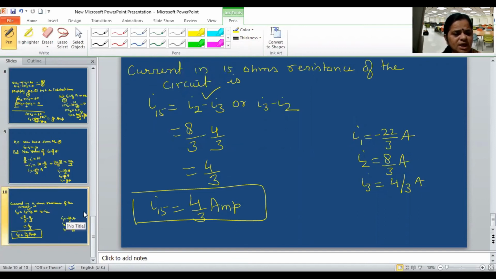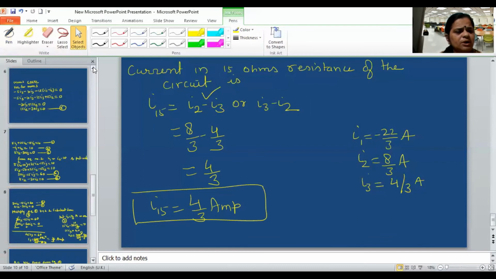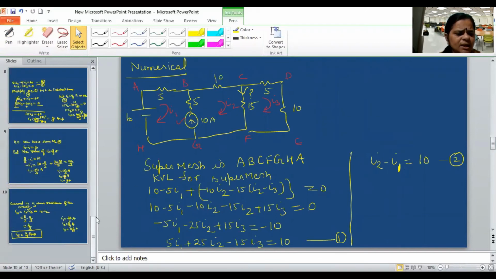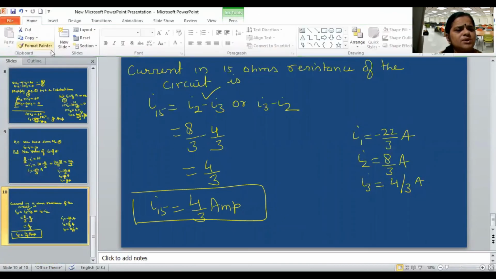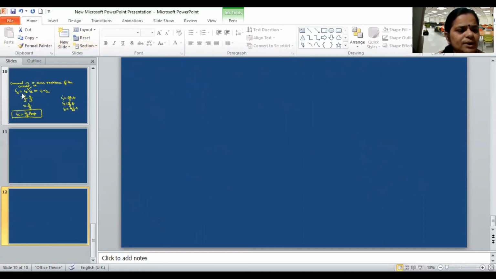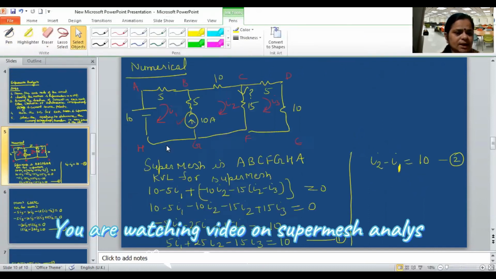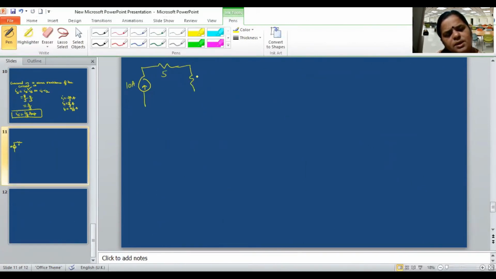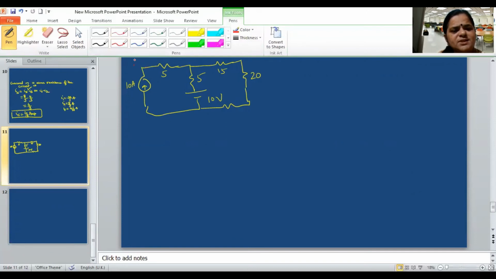One more example I am taking. In the previous problem, the current source was in the middle part of the circuit. There is another variety of problem when the current source is at the boundary of the circuit. For example, suppose the circuit is like this: 10 ampere, this is 5 ohms, this is 5, this is 10 volt, this is 15, this is 20, like this is the circuit. Okay, so again the step is the same, give the names.